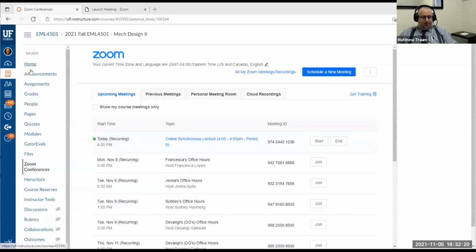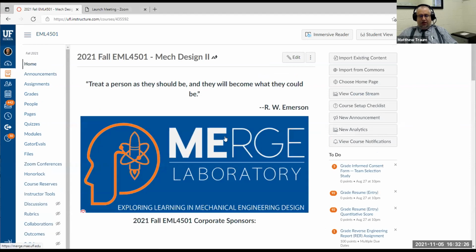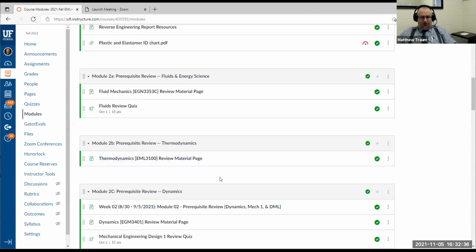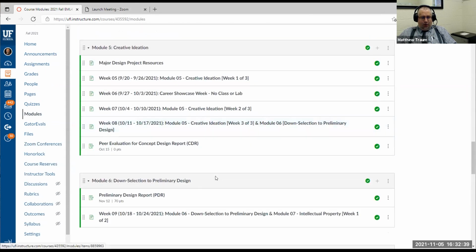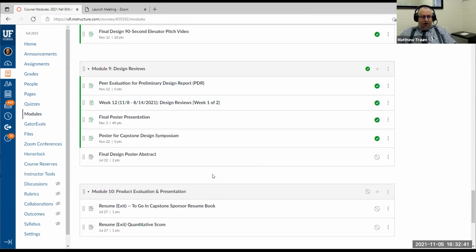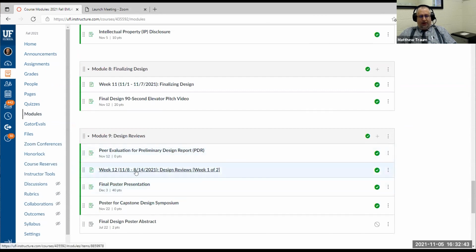Canvas. Okay, so here's the course homepage within Canvas. You could access it either through pages or modules, but within modules, there should now be a week. There it is. Week 12, which is this coming week, within module 9, which is design reviews. So a week 12 page.